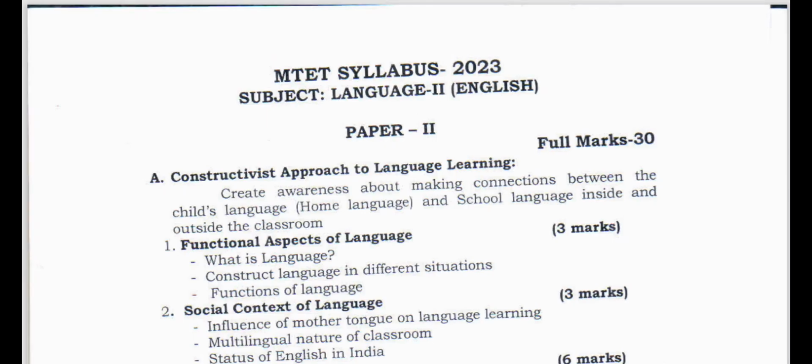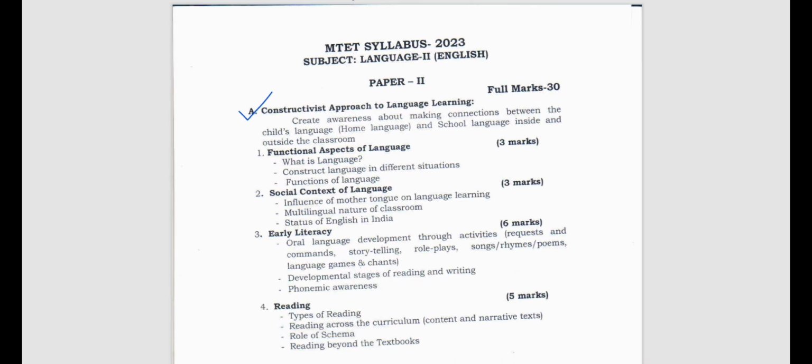So I think it is better I zoom it out. All right, let me zoom it. Yes, it's zoomed, right? So let us see, this English syllabus is divided into A, B and C. All right, so first of all let us see about this part A.